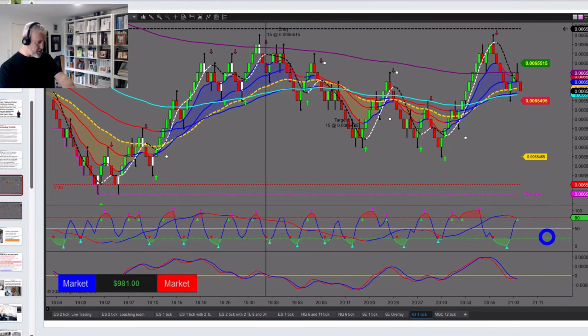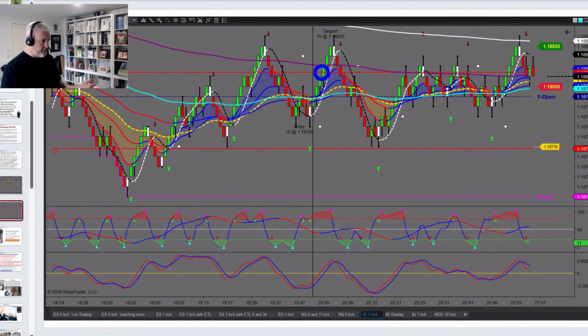Now, just whilst I've been waiting, and this is really where we are right now time-wise, I just took a screenshot, so it's about 10 minutes ago. I'm already up $981 on the yen and on the euro.